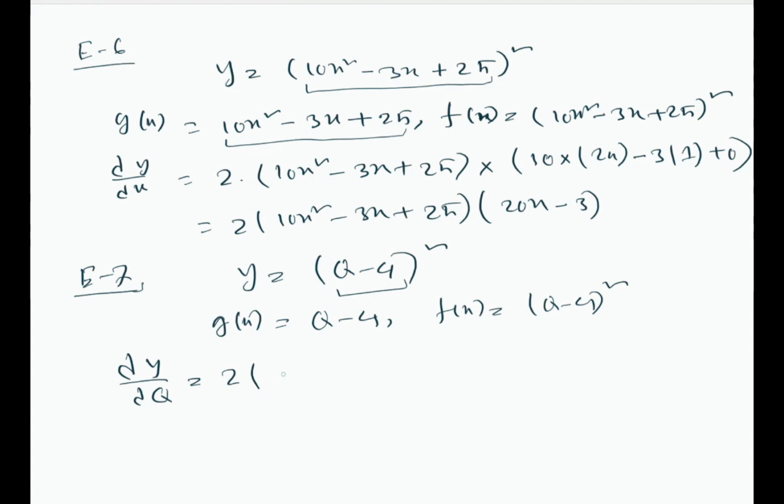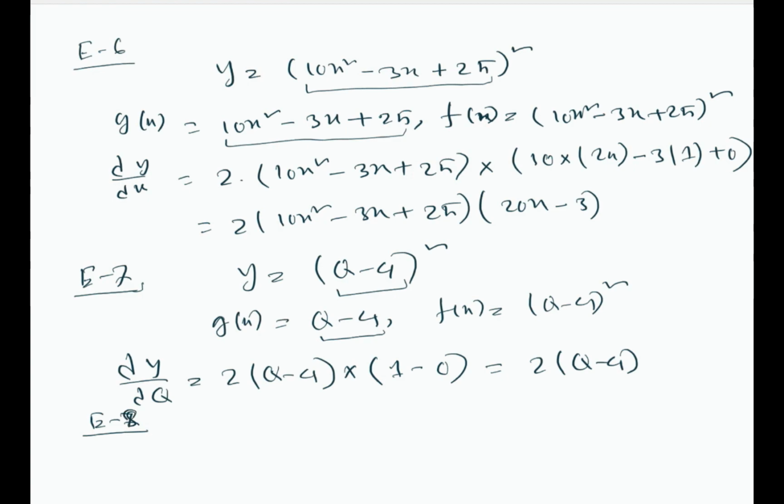So the derivative of this function, first the outer function, so we need to apply the power rule. So 2 times (q minus 4), this inner function we need to keep as it is, and then we need to differentiate the inside function. The derivative of q with respect to q is actually 1, and the derivative of 4, this is a constant, with respect to q is actually 0. So our final answer would be 2 times (q minus 4) times 1. So I didn't need to write 1. Okay, then we can solve one more example.